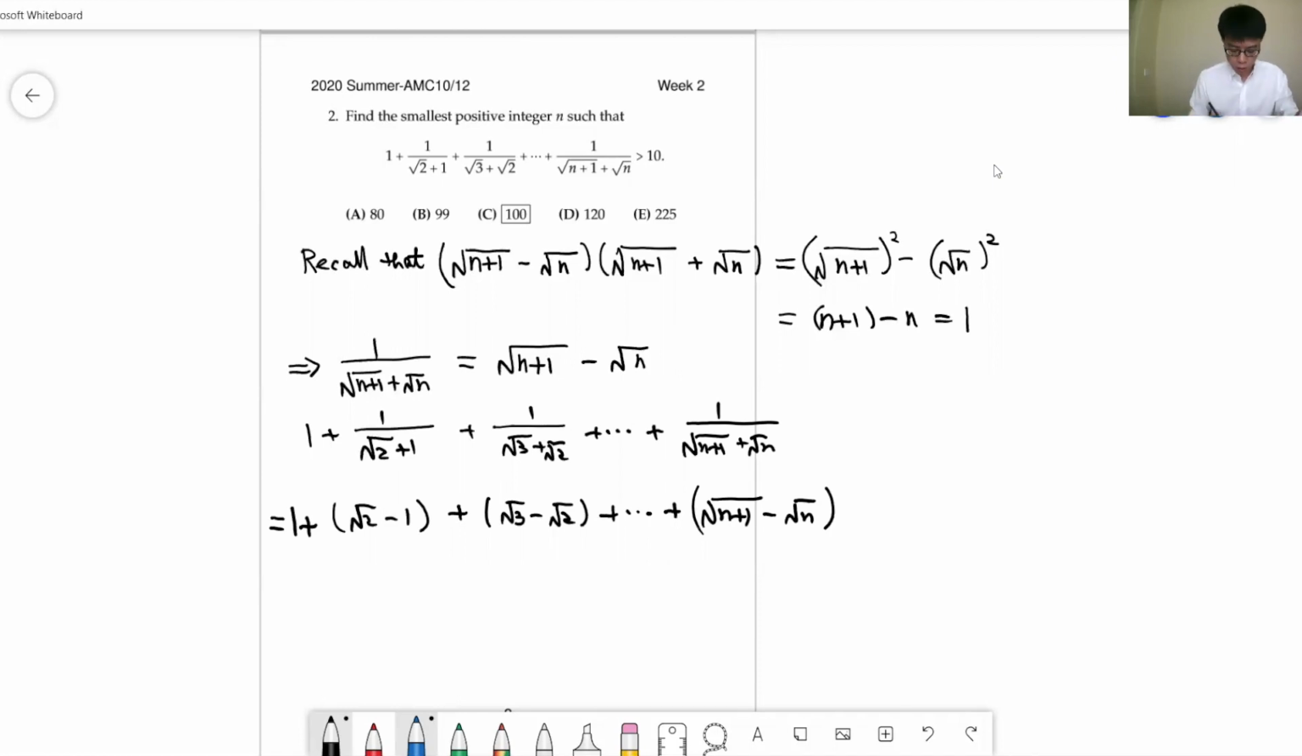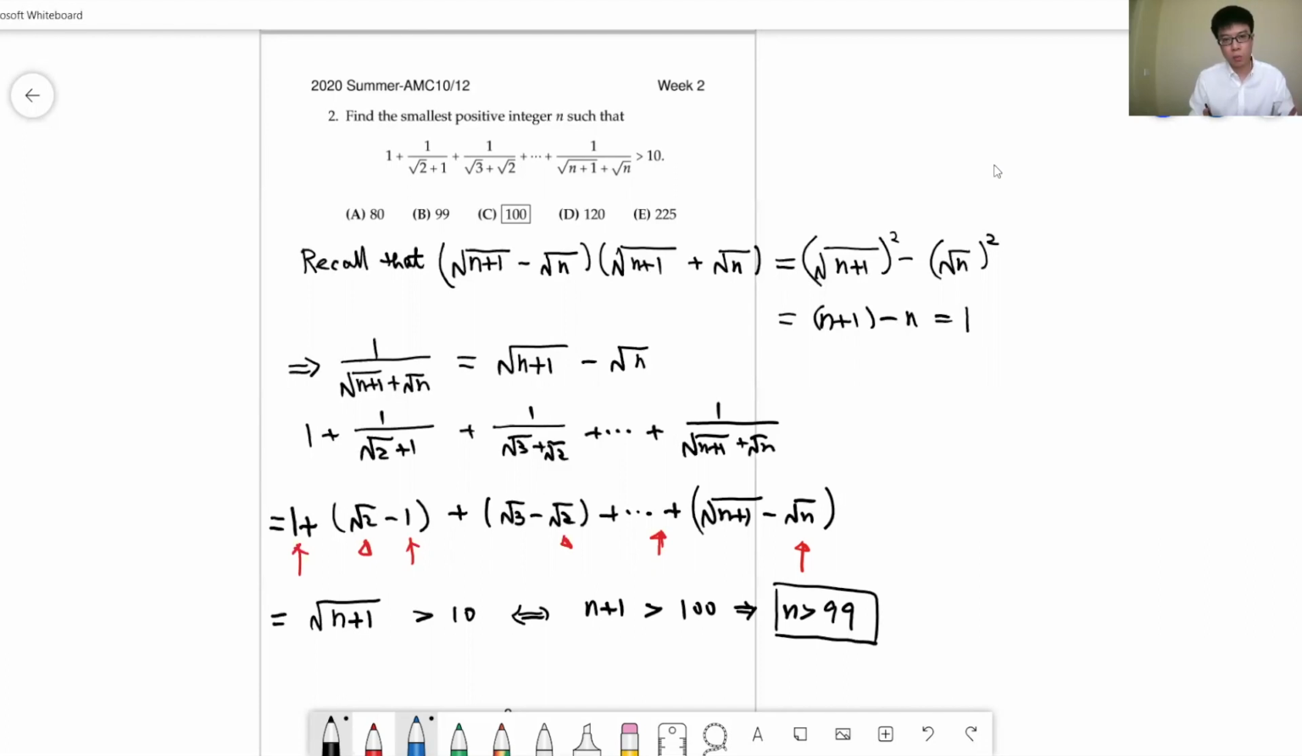From here, you see that we can cancel many terms. This 1 cancels this minus 1, and this root 2 cancels this root 2, and keep doing this. Finally, we can cancel this root n with the root n in the previous term. So finally, this equals root n plus 1. And we see this is larger than or equal to 10. Taking the square on both sides, we have n plus 1 larger than or equal to 10 squared, which is 100. So n larger than or equal to 99.